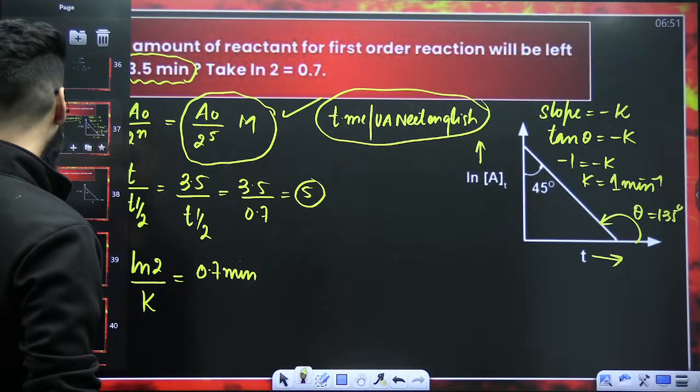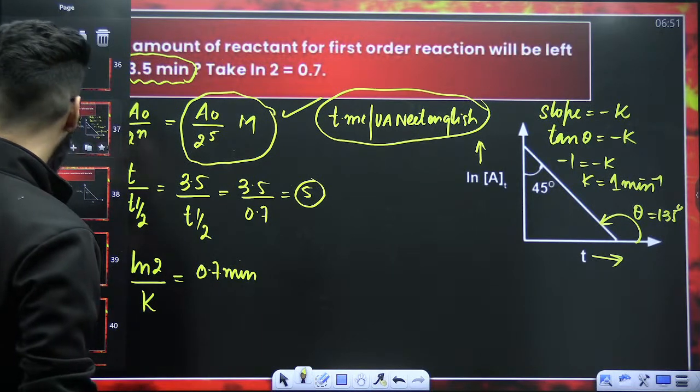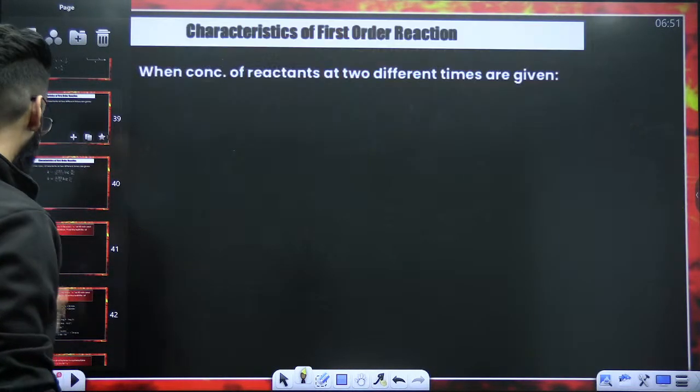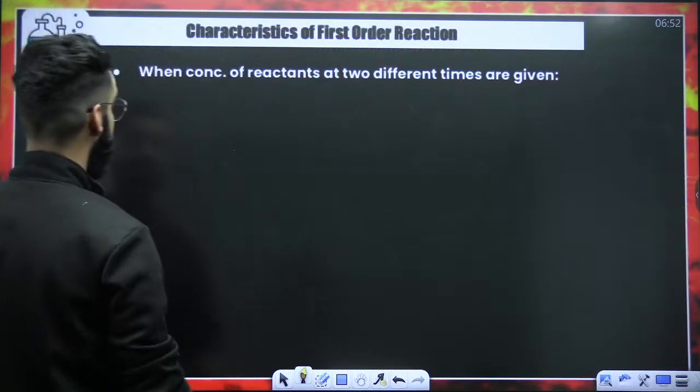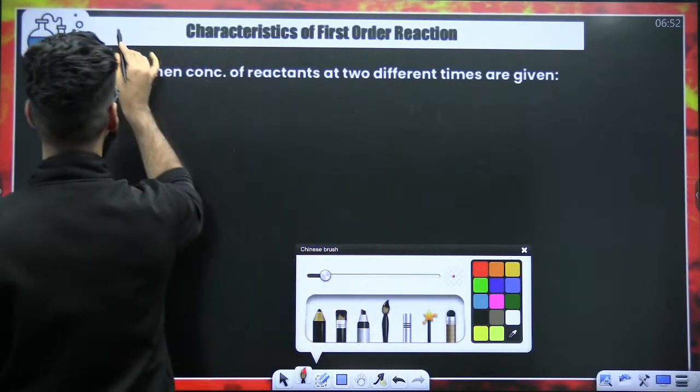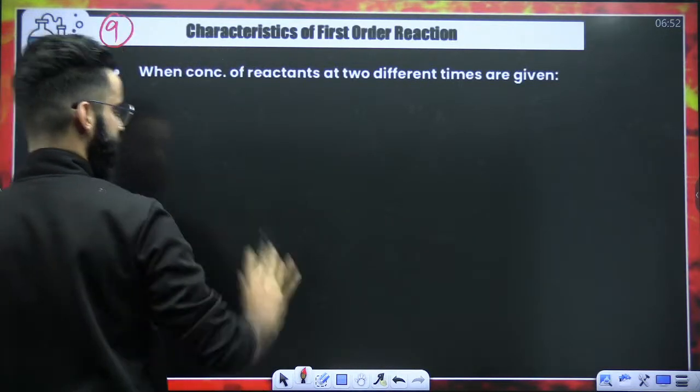Okay, so I hope till here every single thing seems clear, right? Now, guys, there is one more type of the question. There is one more characteristic feature which you have to remember. That is going to be the 9th characteristic feature. Is it 9th or 8th? I believe it's 9th, right? 9th or 8th, whatever it is.